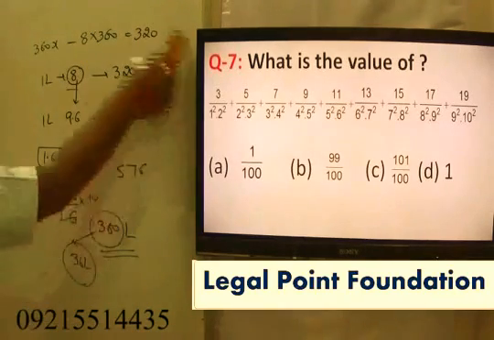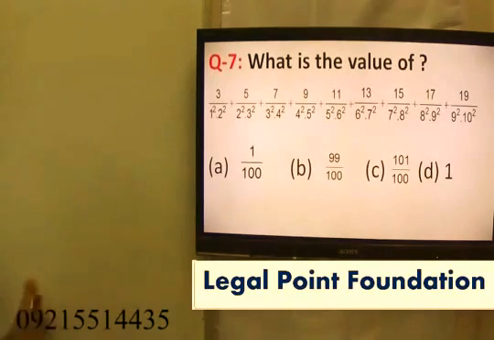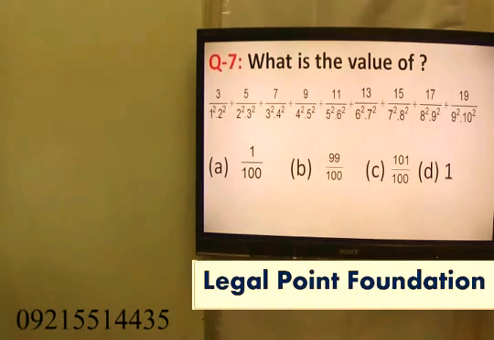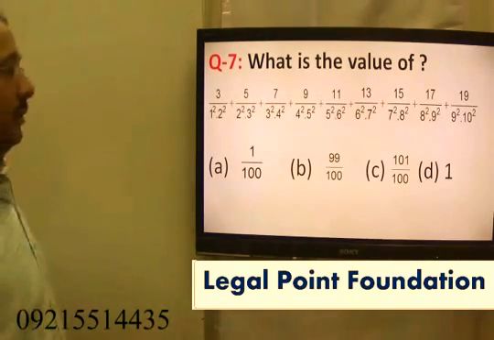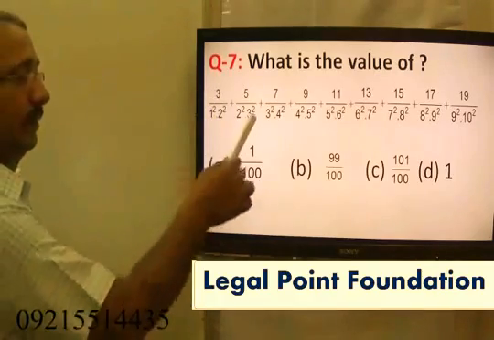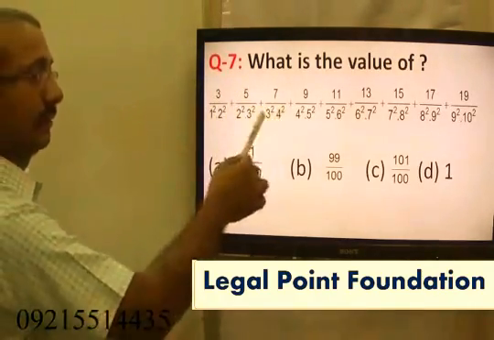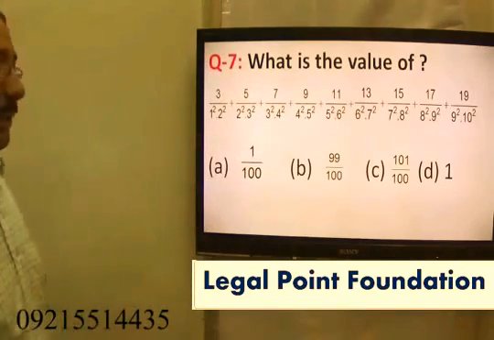Next we have question number 7 here. A very general question. If you know the technique, you can easily answer it. Otherwise, it's very complicated for you. What is your observation? 4 minus 1 is 3, 9 minus 4 is 5, 16 minus 9 is 7.